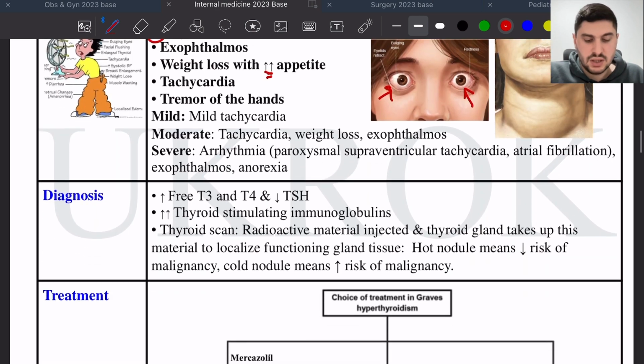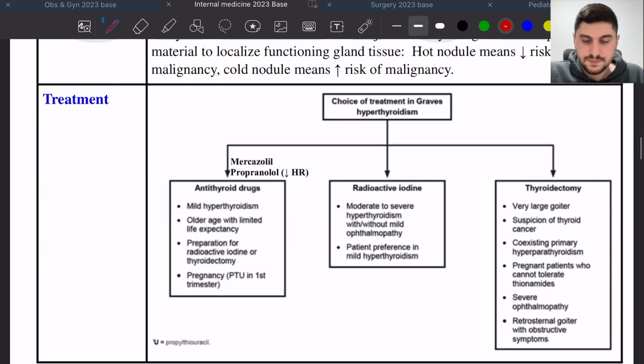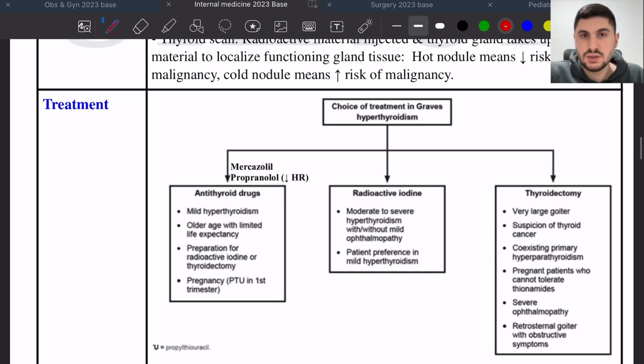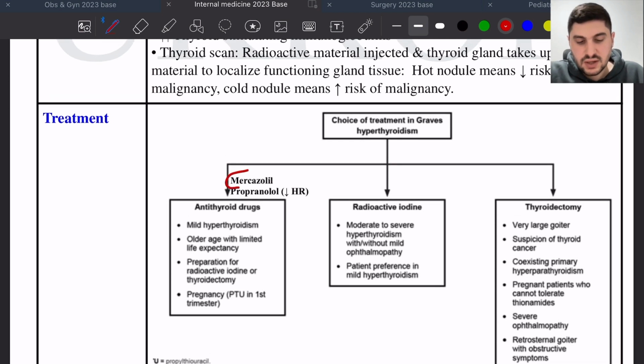What is the treatment? There are 3 lines of treatment. Antithyroid drugs that will block the effects of the thyroid hormones, like mercazolil, right? And this was one question. And also to slow down the heart rate, which is fast in case of hyperthyroidism, we give beta blockers such as propranolol. They decrease the heart rate. This is option 1.